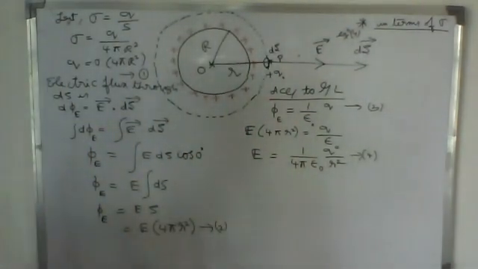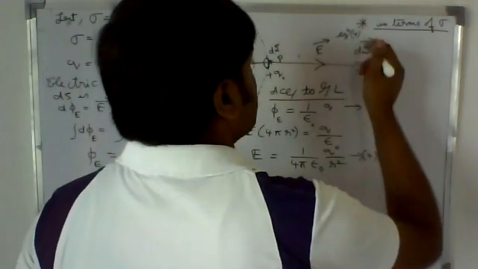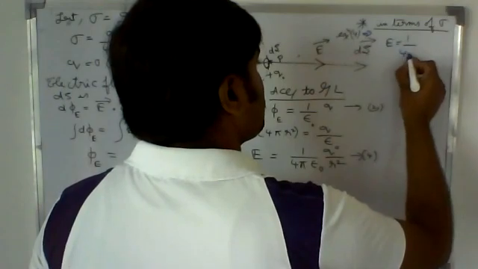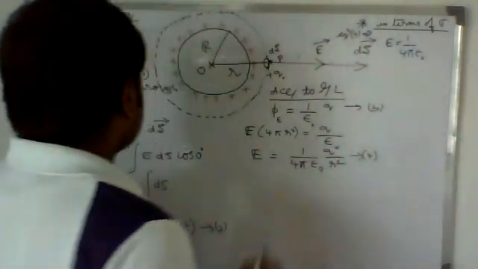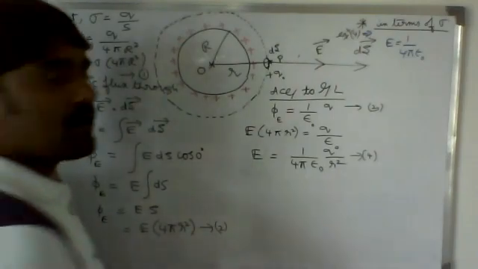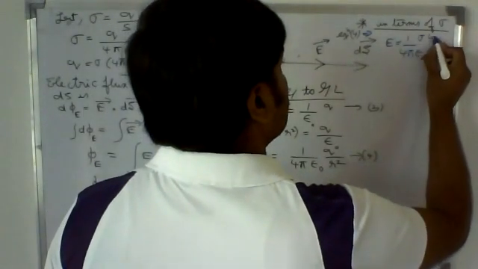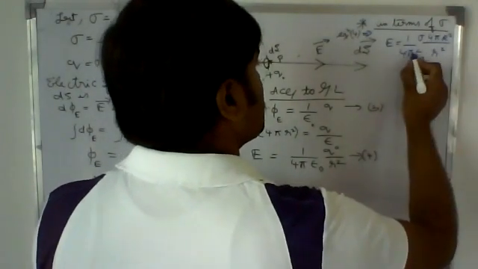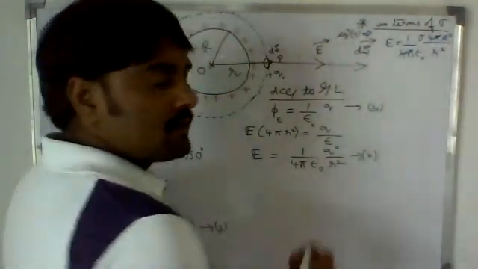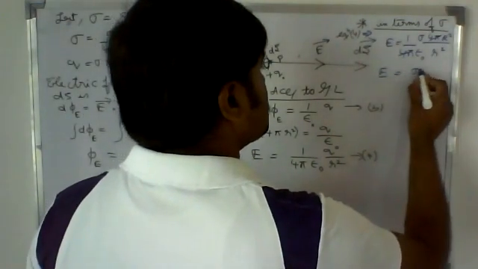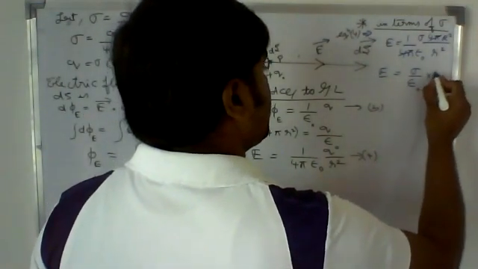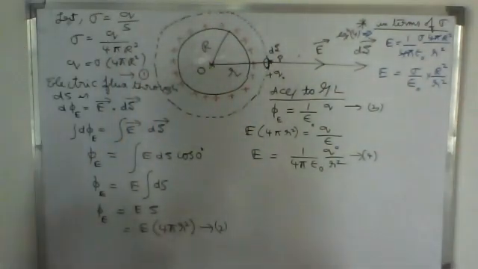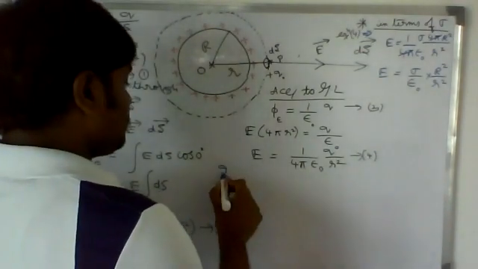Equation 4 becomes E is equal to 1 divided by 4 pi epsilon naught. The value of Q is sigma into 4 pi R square, so sigma into 4 pi capital R square divided by small r square. Here 4 pi gets cancelled. So finally we will get E is equal to sigma divided by epsilon naught into capital R square divided by small r square. Right?